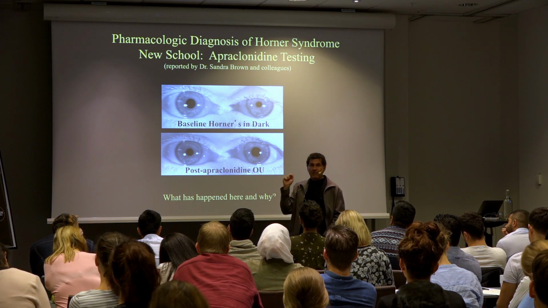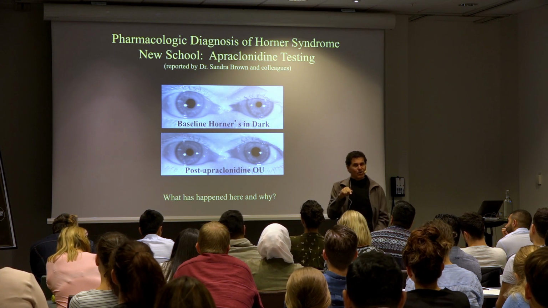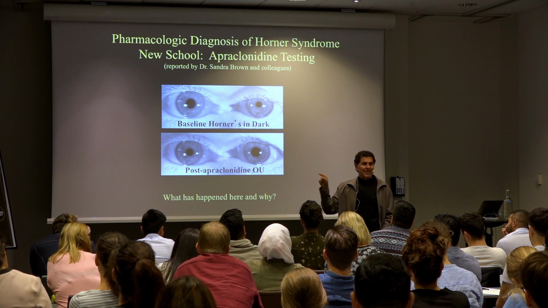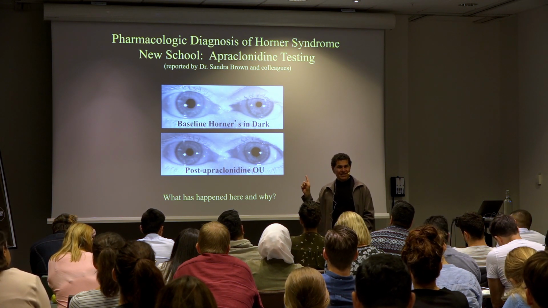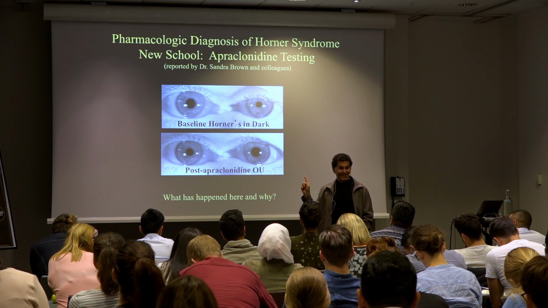So if you saw a patient in the emergency room that you think has an acute Horner's, okay, that's when you want to use cocaine. Because apraclonidine may be falsely negative if it's within the first 3 days of the lesion, okay?